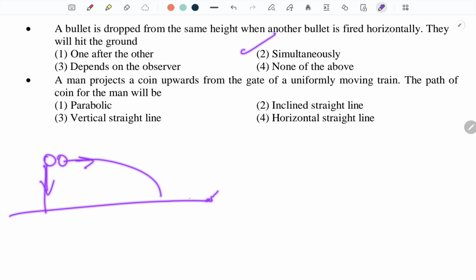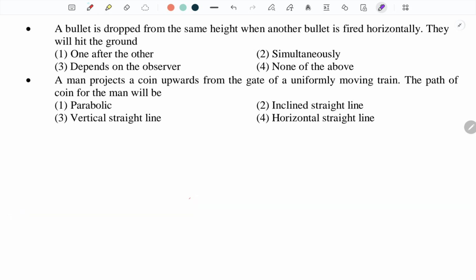Why simultaneously? Because again, as we had told before, the y component of velocity will be the same for both, or I can also say t is equal to root of 2h by g, which we had taken the formula in the last particular problem. Again, h and g it depends upon. So vy remains same. So either you drop the bullet or you fire horizontally, both will reach the ground simultaneously is the answer, okay? Let us move on to the next question.